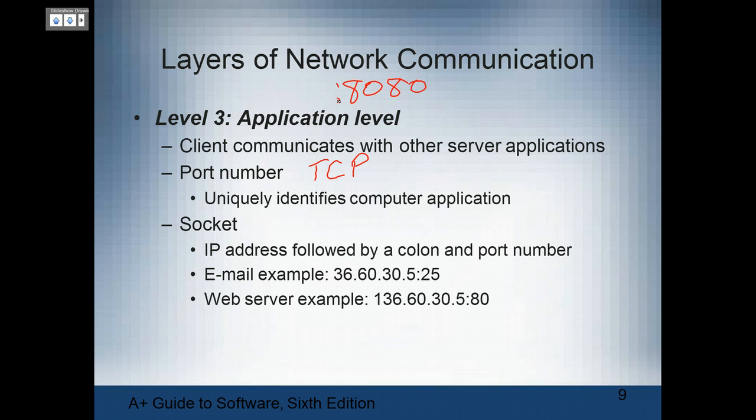You put a colon after the address and then specify the port number. If you just go to HTTP something, it's going to automatically go to 80. If we do HTTPS, it's going to go to 443. If we do POP3, it's going to go to 110, and on and on, unless you specify something different.